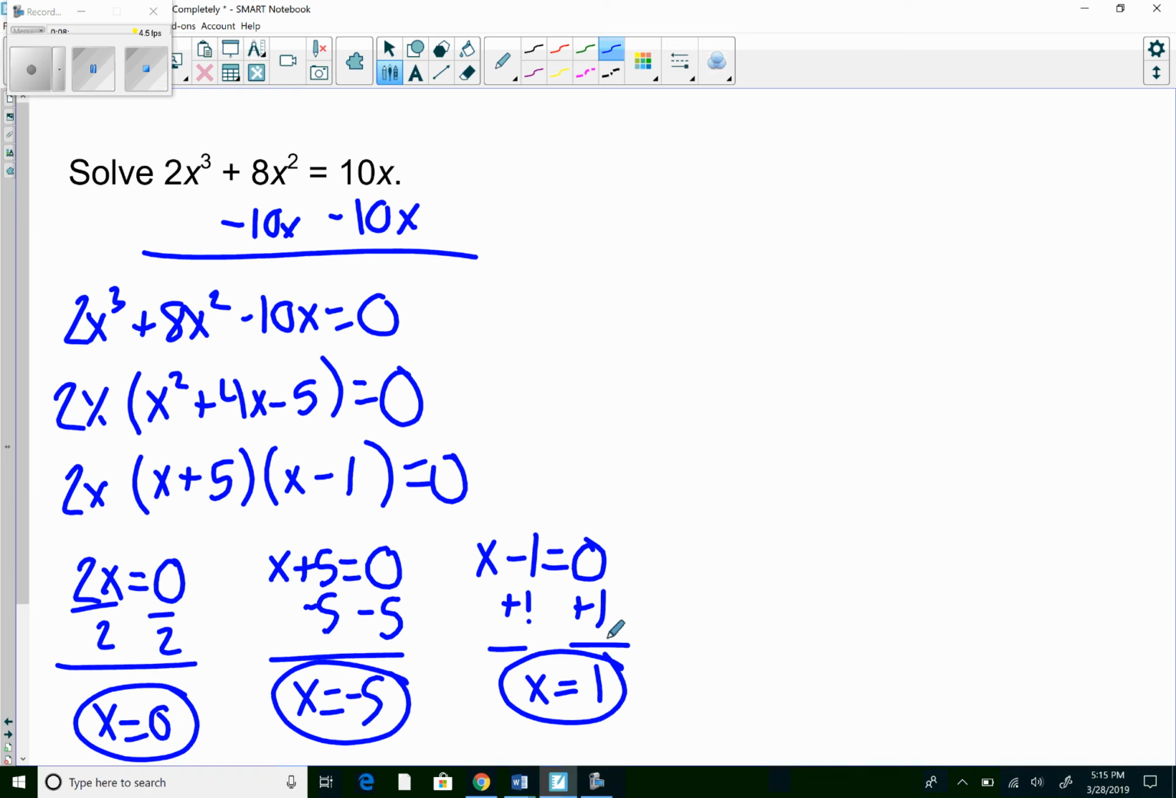So again, take a few minutes. Try the next examples on the next slide. You've got 6, 7, and 8. Try 6, 7, and 8. Pause the video and see what you can do.